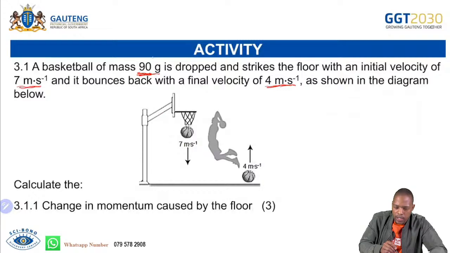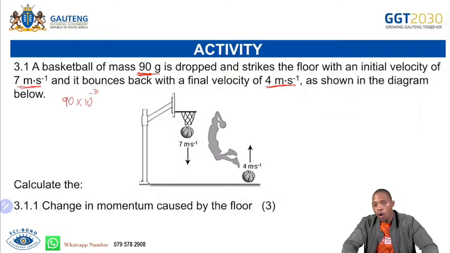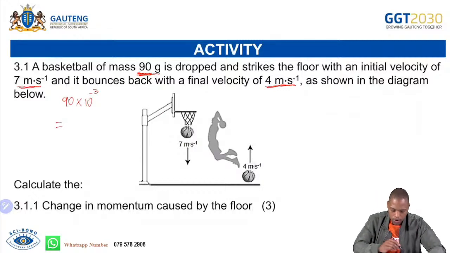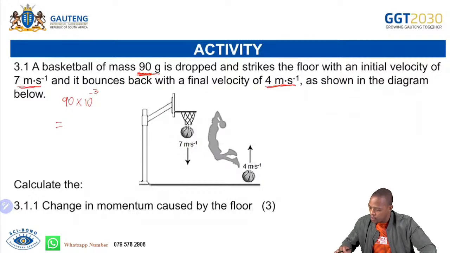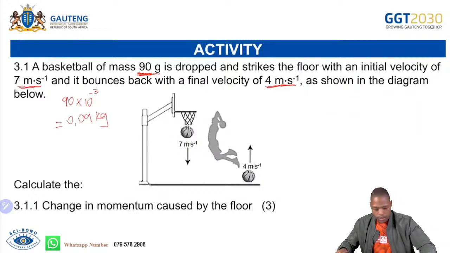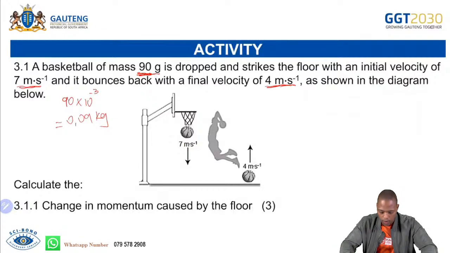And how do I convert 90 grams? It is 90 times 10 to the power minus 3, or 90 divided by 1,000 for those who divide, right? So 90 times 10 to the power minus 3, or 90 divided by 1,000. You should get that the mass is 0.09 kilograms, right? So now we can do the calculations. Now we have converted that unit to SI unit.